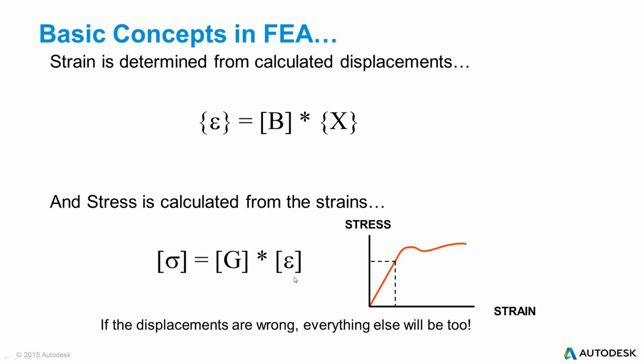Once I have those strains in the element, I can transform the strains into stresses through a material matrix. G is a material matrix. The very simplest G is a modulus of elasticity.